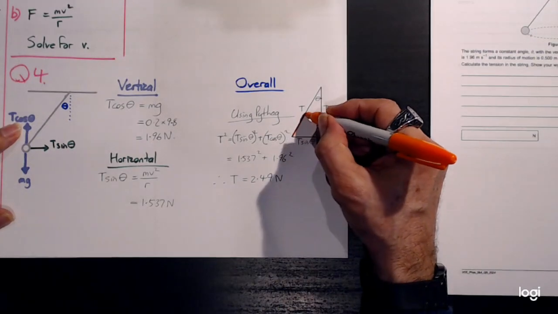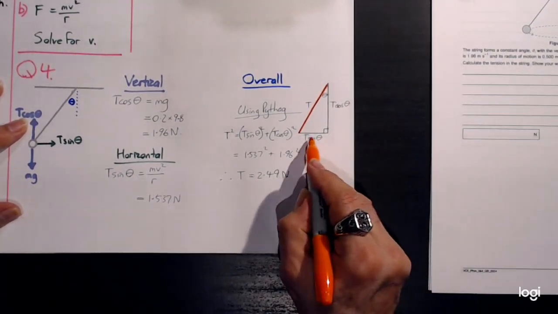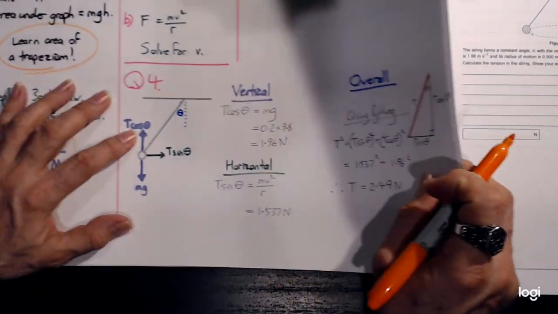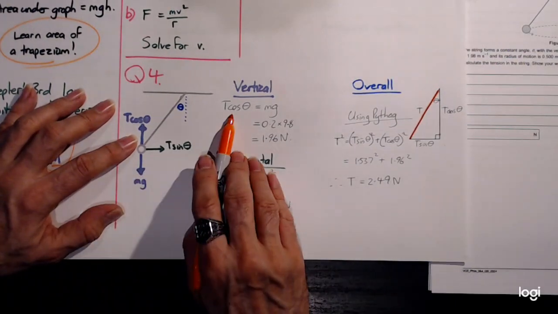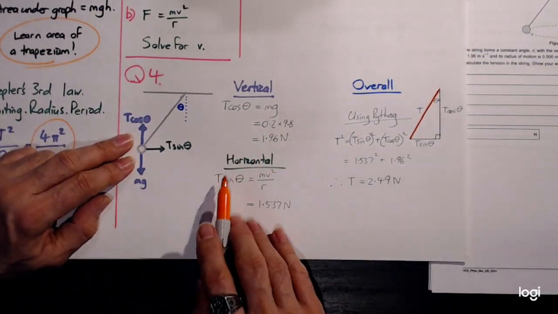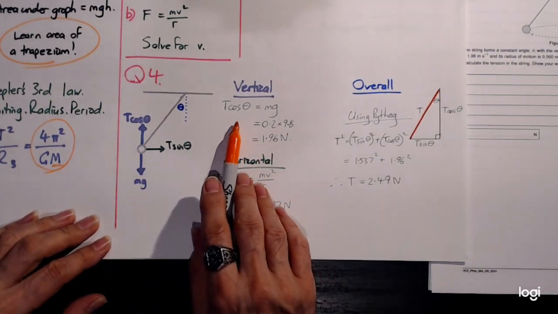Because that's T, and that'll be T cos theta, and that'll be T sine theta. Okay. So they equal each other. So you've got a formula here, T cos theta equals mg, right? And you can figure out what T cos theta equals, right?